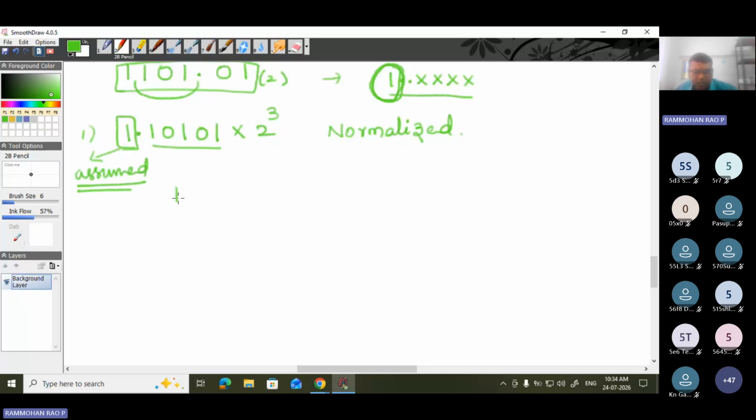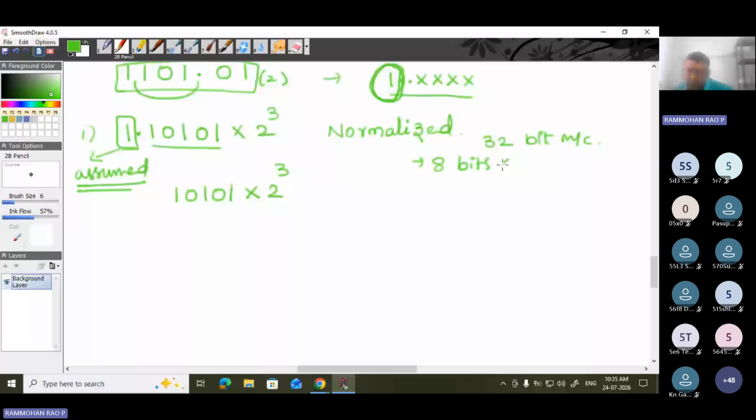What is the fraction part? 10101 into 2 power 3. Okay. Now I need to apply my m into r power e. I know radix is 2, exponent is 3. So friends, in a 32-bit machine, how many bits are we getting for exponent? 8 bits we are getting for exponent.